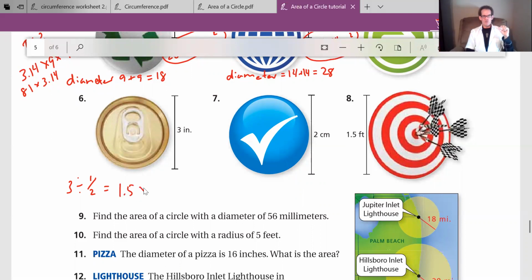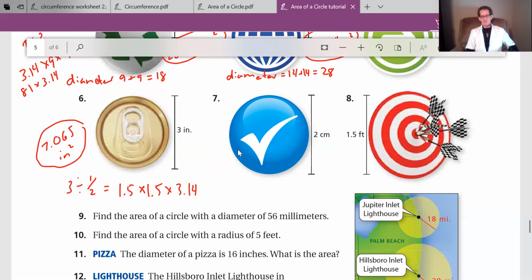So I'm going to do radius squared. That's 1.5 times 1.5 times pi, 3.14. So I'm going to pull up my calculator and find out what that equals. So here's 1.5 times 1.5 times 3.14. And that equals 7.065. So let's write that in. 7.065 inches squared is the area for number 6.